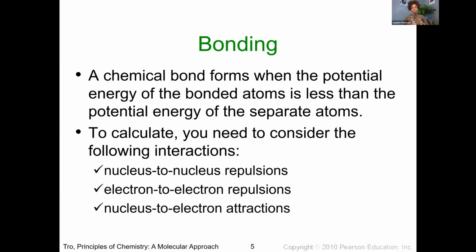For the bonds we're going to look at, a chemical bond forms when the potential energy of the bonded atoms is less than the potential energy when they're separated. To calculate this, we need to consider the nucleus to nucleus repulsions, the repulsions from the electrons, and any attractions from the nucleus to the electrons.